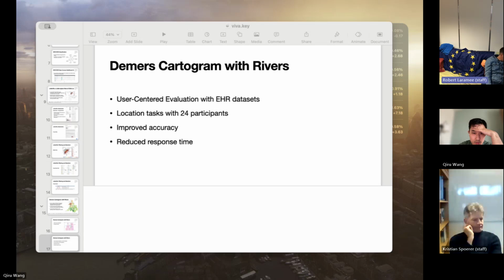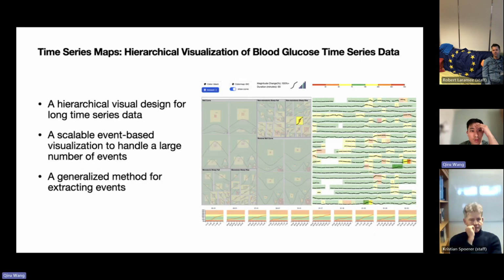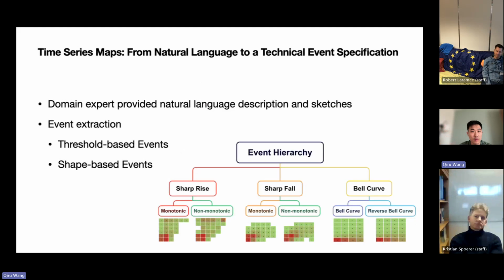Okay, what is an event? Moving on to the next chapter, the time series map. What is an event? Well, here is the hierarchy of events. An event can be a sharp rise in blood glucose reading, or a sharp fall, and it can also be a bell curve, like a Gaussian curve.